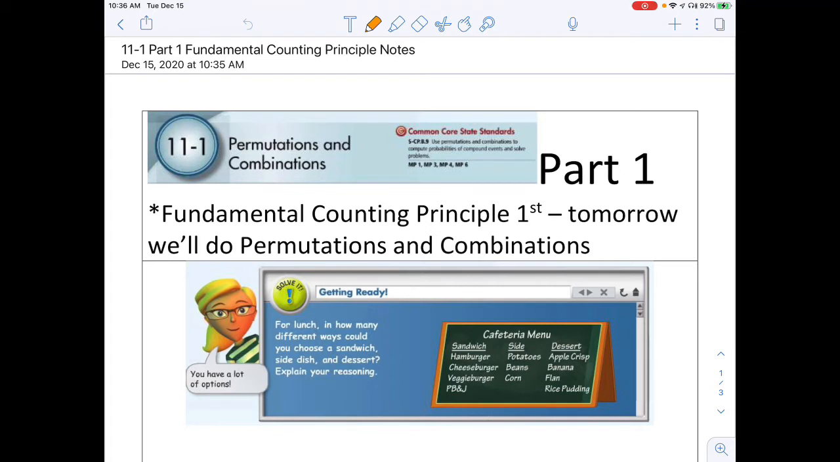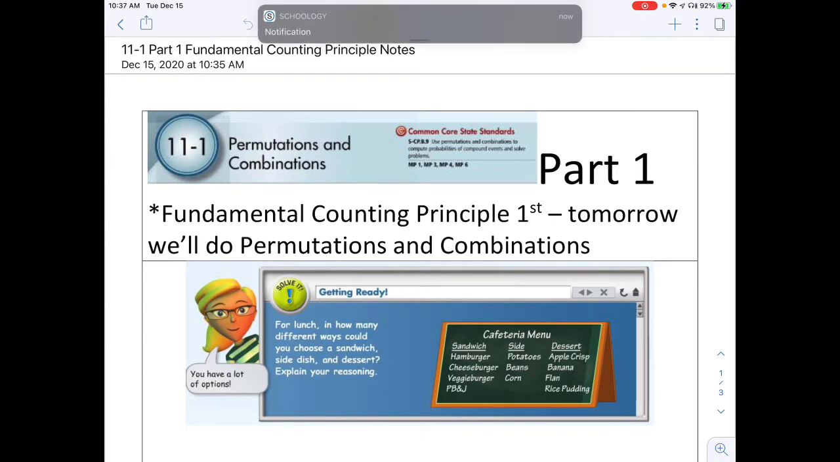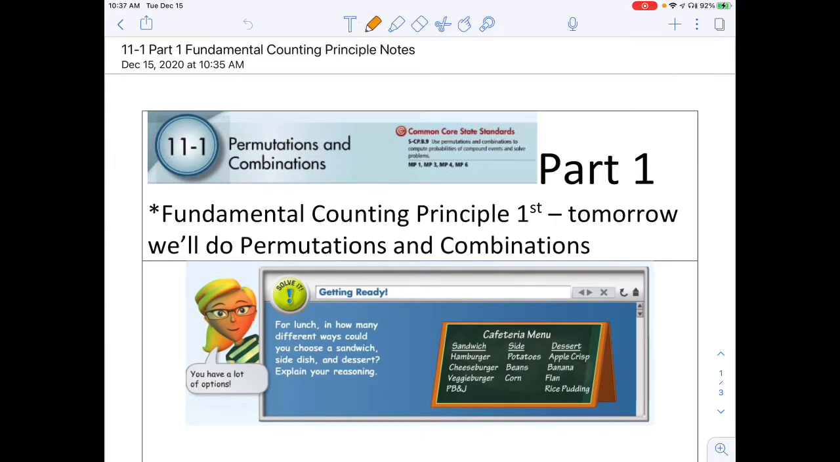Now, the fundamental counting principle should have been taught in Algebra 1, which it was, and Algebra 2 assumes that you remember all of it. So I'm going to take a day to review the fundamental counting principle. Today shouldn't be too awful. I do have some challenging problems, but hopefully nothing too bad for you.